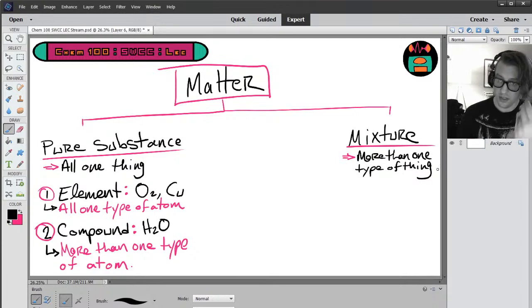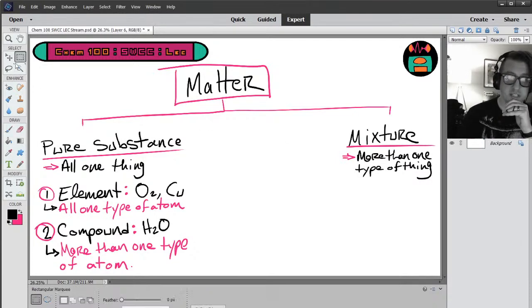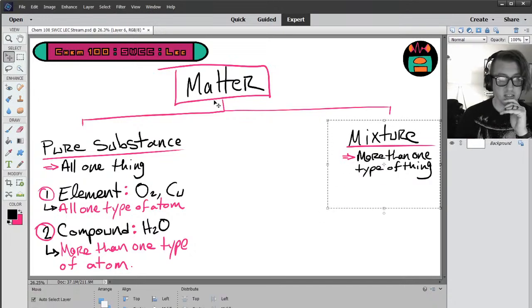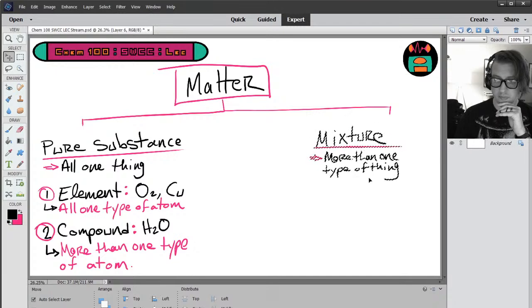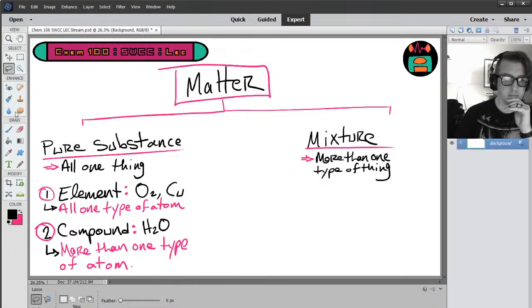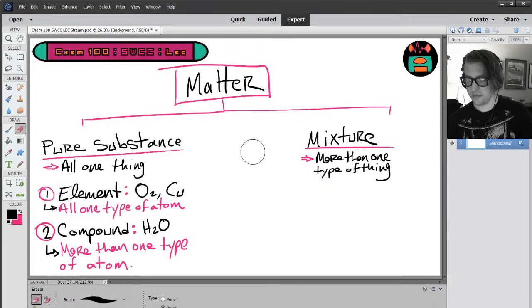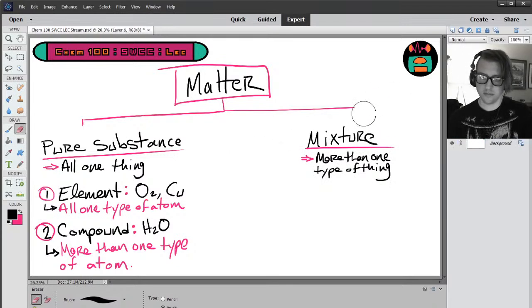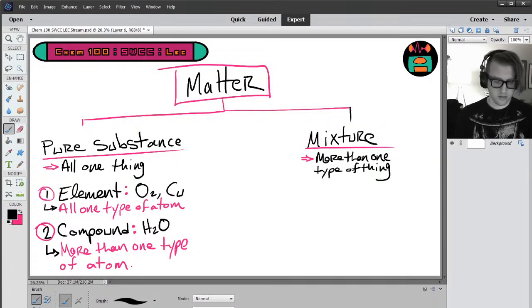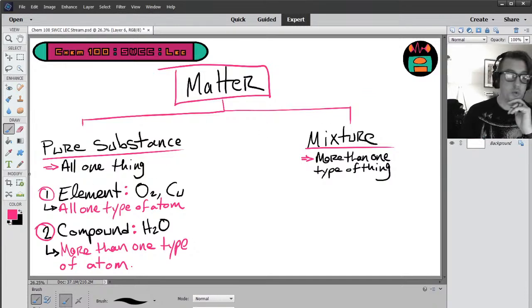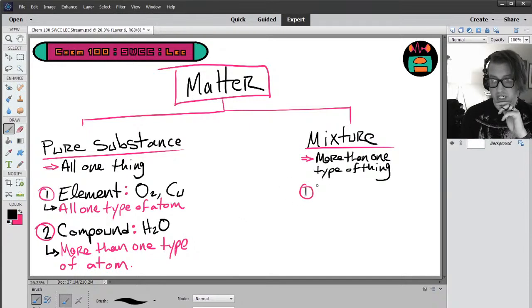With mixtures, there are also more than one type of mixture. I'm actually going to scoot this over to give myself a little bit of breathing room. So let's talk about mixtures. There are two types of mixtures. You can have what is known as a homogeneous mixture, and you can have what is known as a heterogeneous mixture.